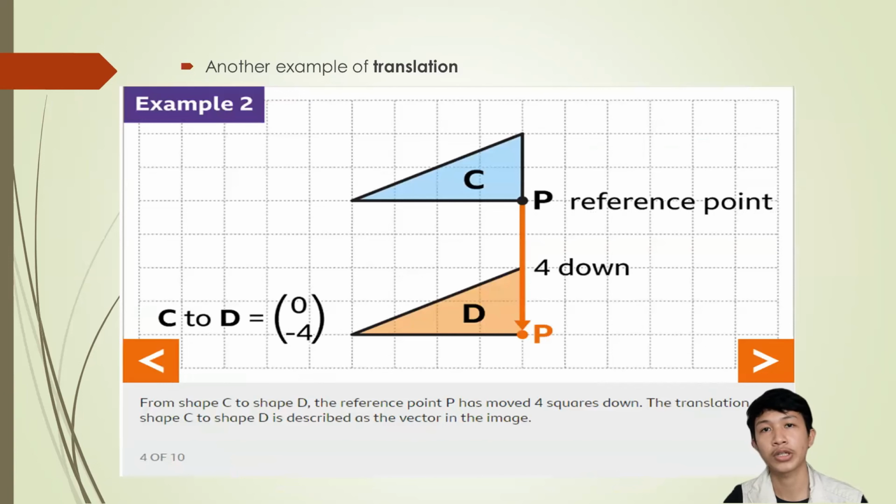Another example of translation. So example 2, let's look at the picture with objects. CD equals 0 over negative 4. Therefore, we conclude that negative 4 moves downwards. So the y moves downwards. So this is the reference point. 1, 2, 3, 4. So this is how translation works.